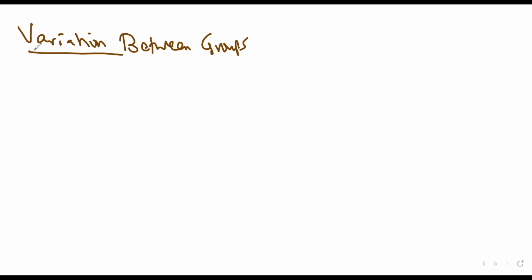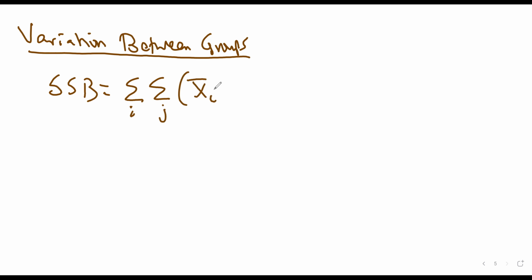Then we also have variation between groups, and we call it SS between. So this is given by the double summation over the i's and over the j's, and we have x bar i, so that's the group mean. You take away the overall mean, then you square.